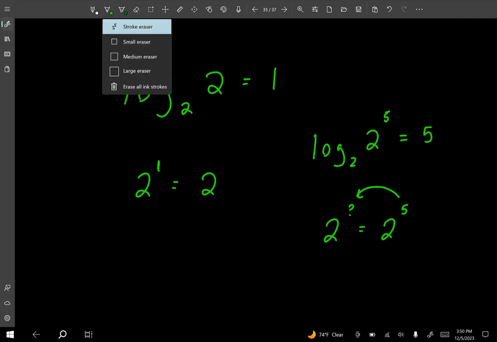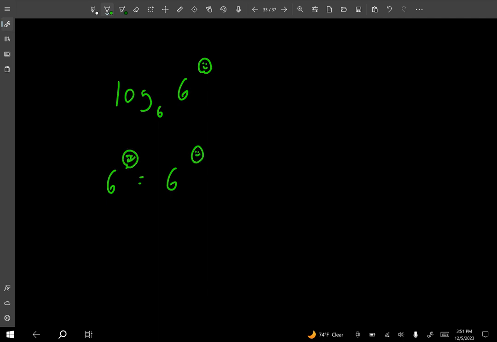Let me do another couple just to drive the point home. So log base, I don't know, 6 of 6 to the smiley face. Okay, well, just to show you that it works with anything. This is like saying 6 to what power is 6 with a smiley face on it? Obviously, what goes here is a smiley face.